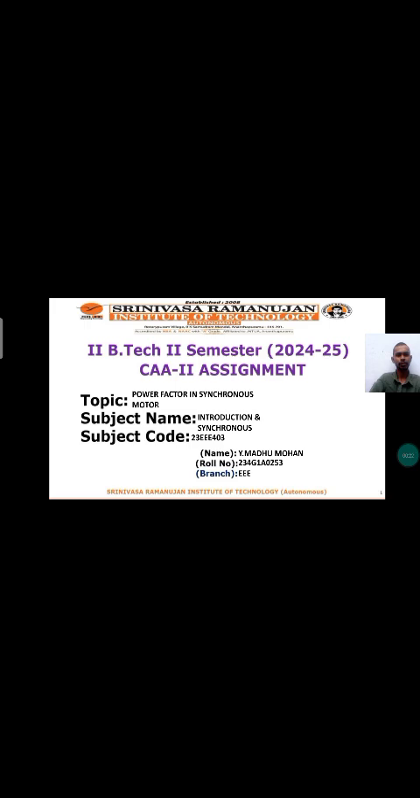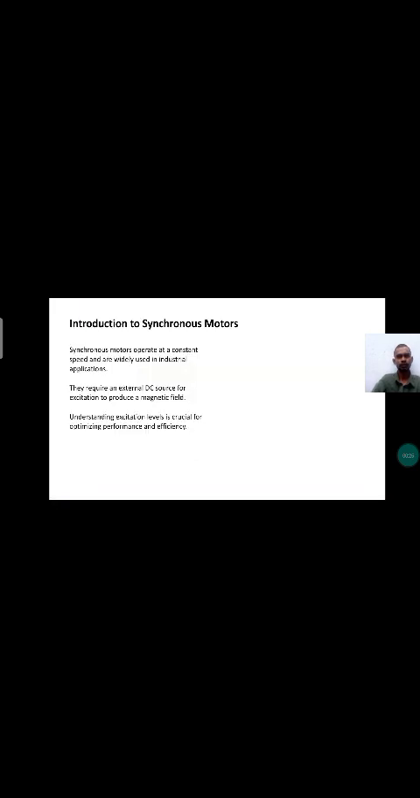Today, my topic is power factor in synchronous motor. Firstly, introduction to synchronous motor. Synchronous motors operate at a constant speed and are widely used in industrial applications. They require an external DC source for excitation to produce a magnetic field. Understanding excitation levels is crucial for optimizing performance and efficiency.